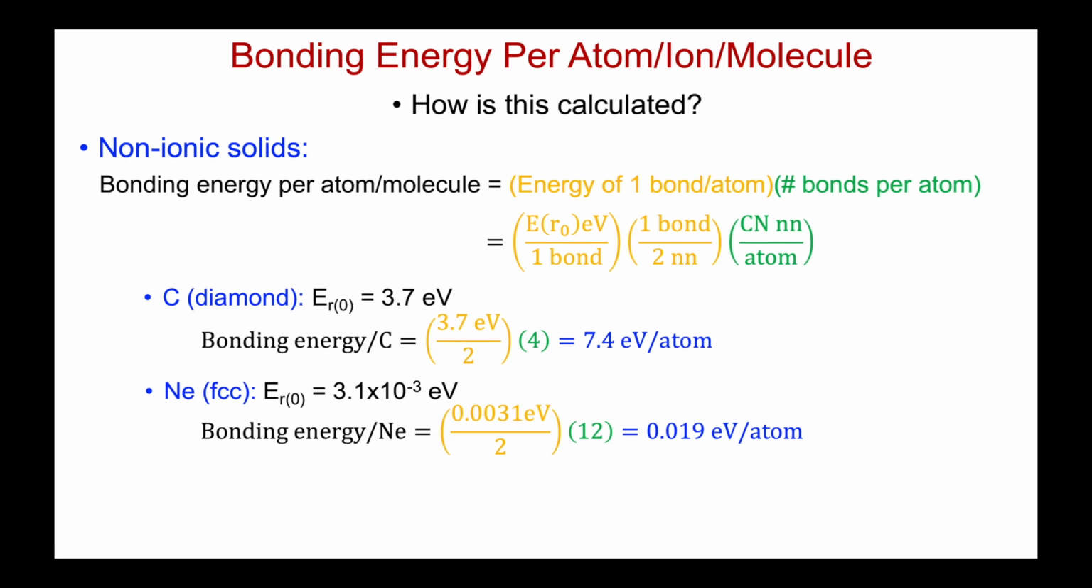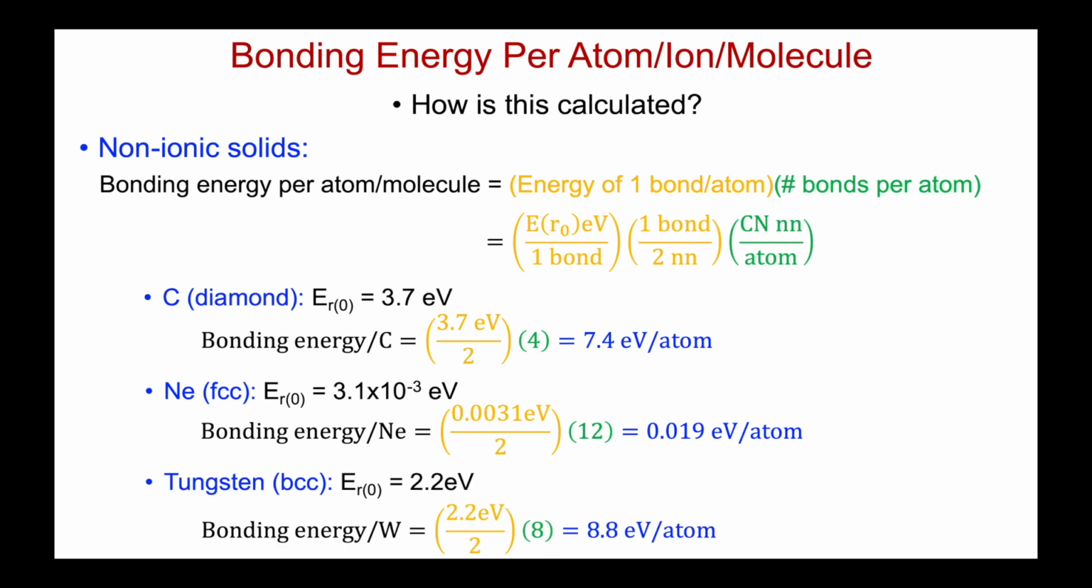Let's look at another example, a van der Waals bonded example. Again, let's go back to neon, which is face-centered cubic. The energy of a bond in neon is quite weak, 3.1 times 10 to the minus 3 eV. And now if we want to ascertain the total bonding energy per neon, I take the energy of the bond, recognize there's 2 atoms in it, so half the energy of the bond is due to each atom, multiplied then by the number of bonds each atom makes, which is 12. So the total bonding energy per neon is 0.019 eV per atom.